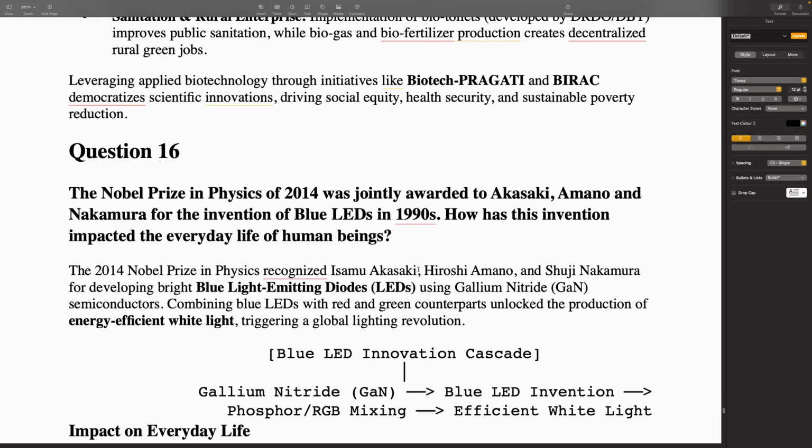Question 16. The Nobel Prize in Physics of 2014 was jointly awarded to Akasaki, Amano, and Nakamura for the invention of blue LEDs in the 1990s. How has this invention impacted the everyday life of humans?